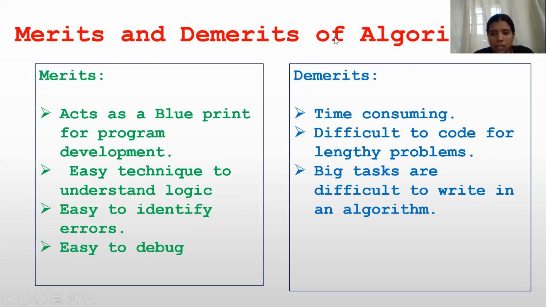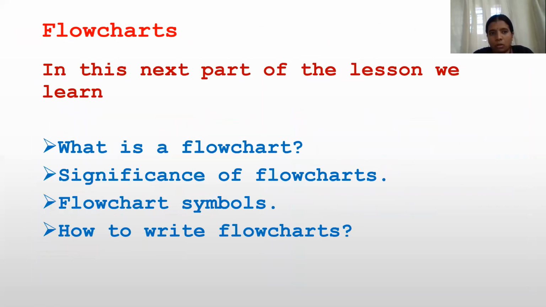So what are the advantages and disadvantages of an algorithm? Algorithm has its own merits because it acts as a blueprint for any problem solving. It acts as a plan so that we can go ahead in developing a program. It is a technique that is easily understood. It's easy to write the logic, and with algorithm it becomes easy to debug a code. Whereas the demerits include that it's time consuming, difficult to code for lengthy problems, and big tasks become really cumbersome to write algorithms for.